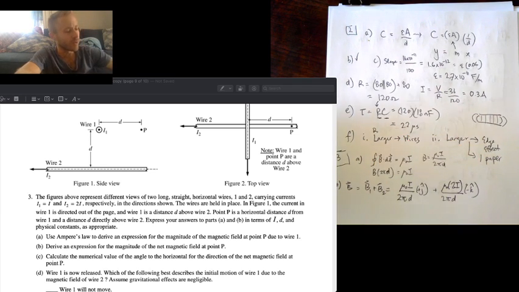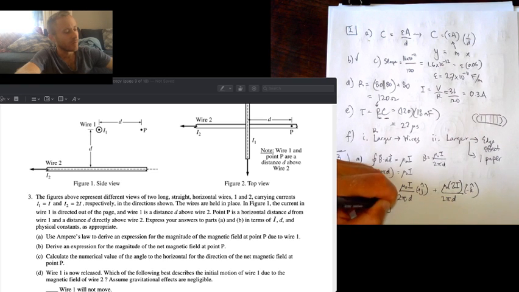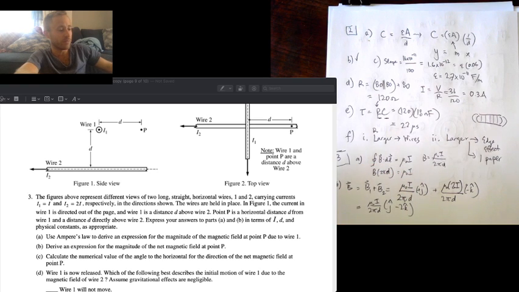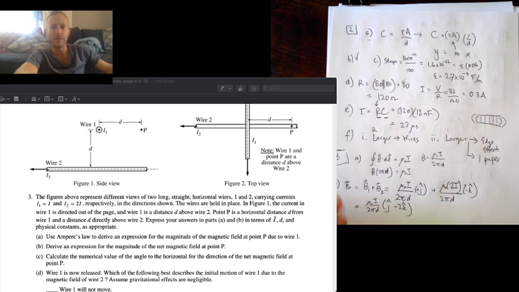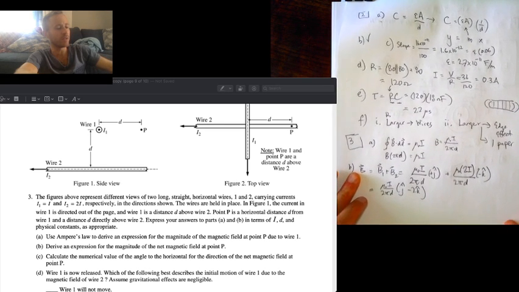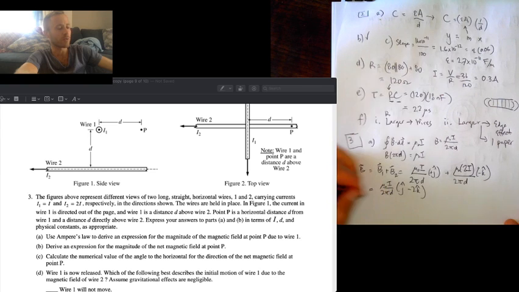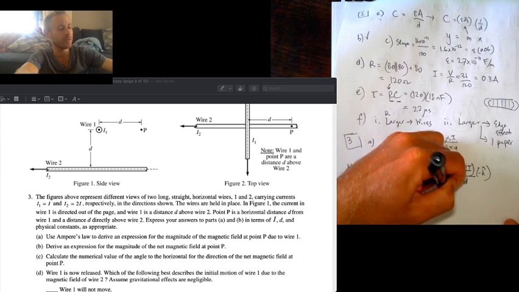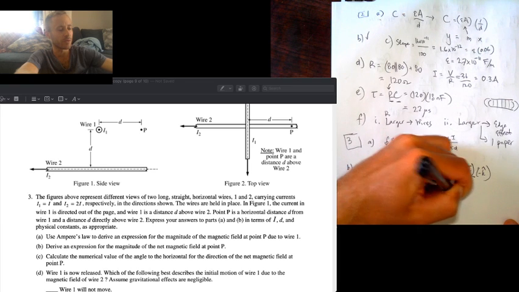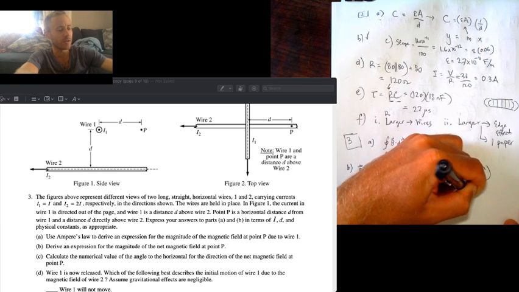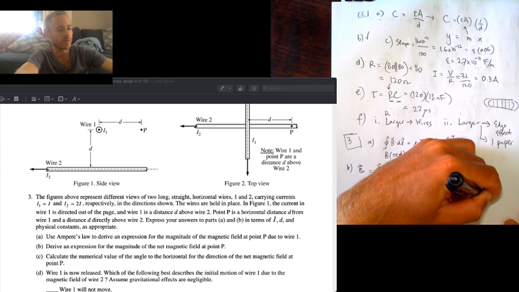So we can see that the total magnetic field is mu naught I over 2 pi d times the quantity j minus 2k. So now we got to do the magnitude of this, and you can easily figure out using the Pythagorean theorem that the magnitude of j minus 2k is square root of 5. So that means that the magnitude of B is going to be square root of 5 times mu naught I over 2 pi d.